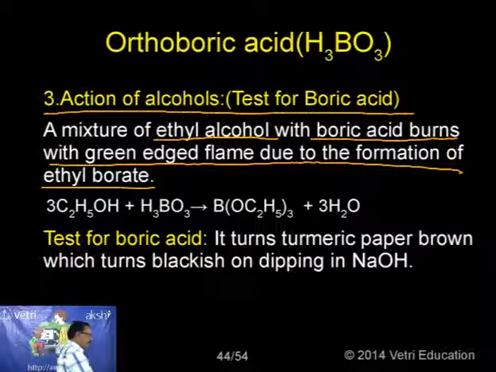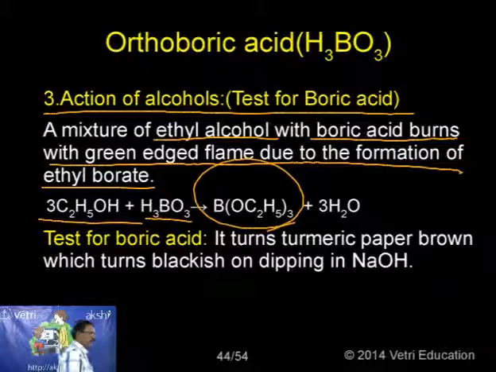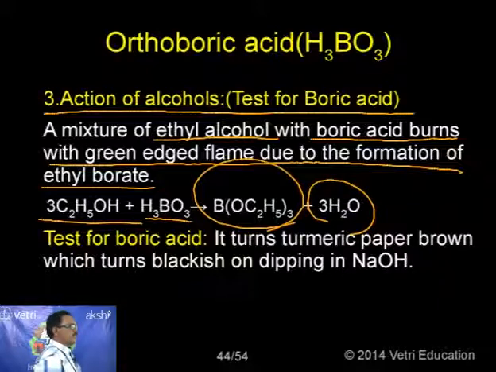So what happens in this reaction? 3C2H5OH reacts with H3BO3 to form B(OC2H5)3 and 3H2O. Ethyl borate is formed, which is responsible for the green-edged flame. So we can easily identify it.